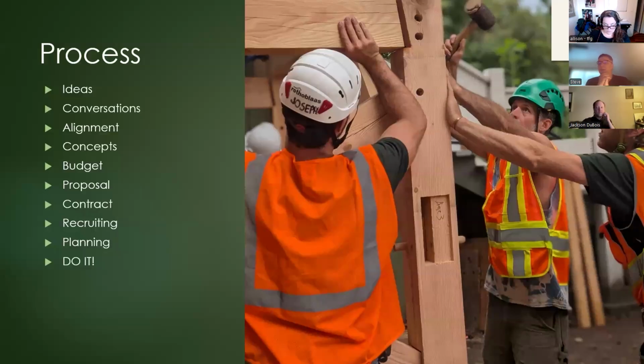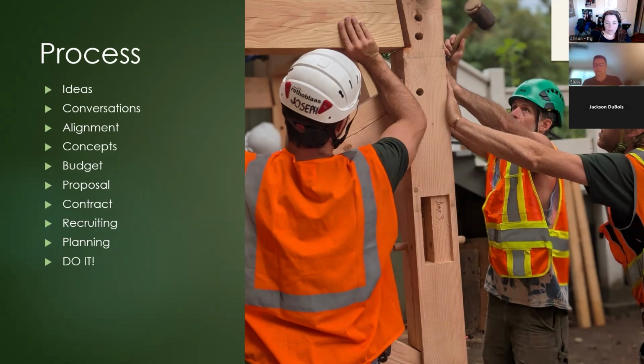So we're going to talk a little bit about the process, so you can understand how these things happen, how they come together. It all starts with an idea. Somebody somewhere, and very often that somebody is a guild member, someone who already knows something about the guild and the programs that we run, and is enthusiastic about timber framing. They might identify a need or an opportunity within their community.